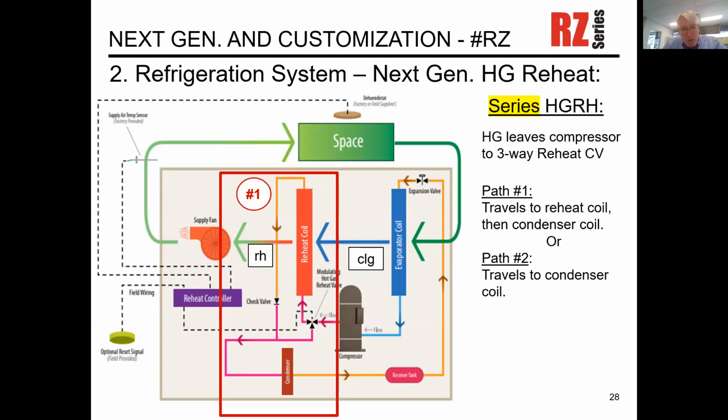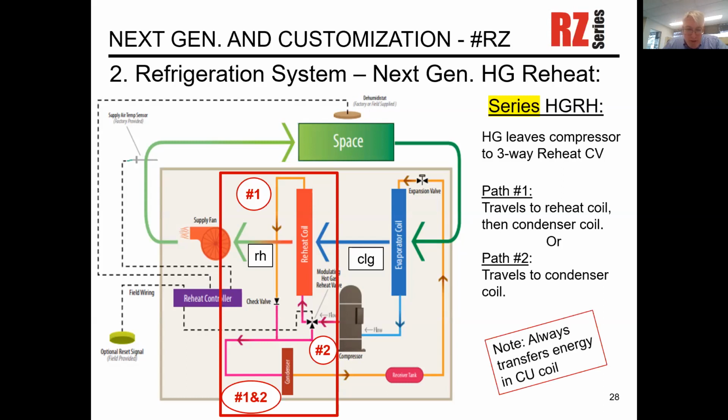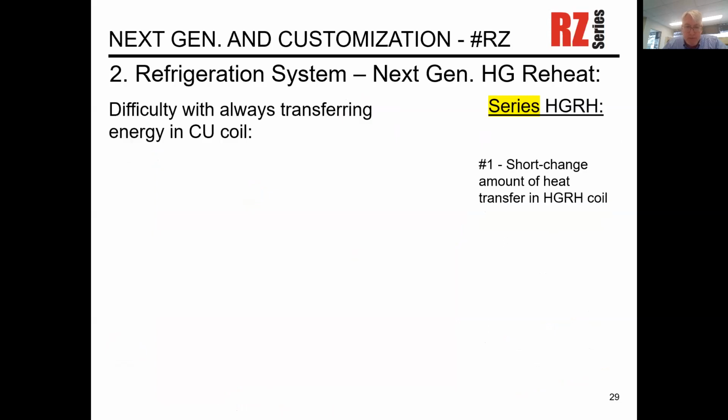So here's path number one. It goes through our reheat coil and then down through the condenser below. Path number two is leaving the three-way valve at a different port. It then travels to our condenser. Now just note that in both situations for series hot gas reheat, the energy is always being transferred in your condenser coil, all right?